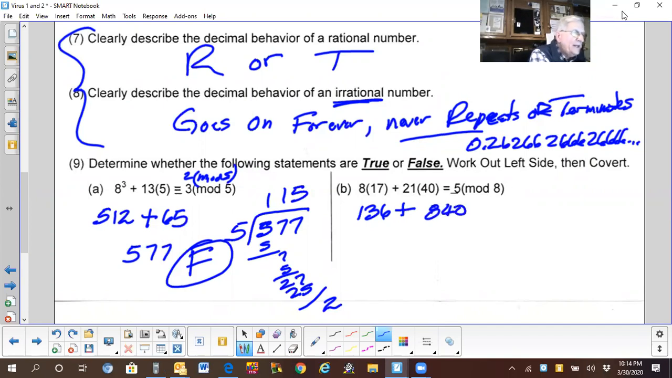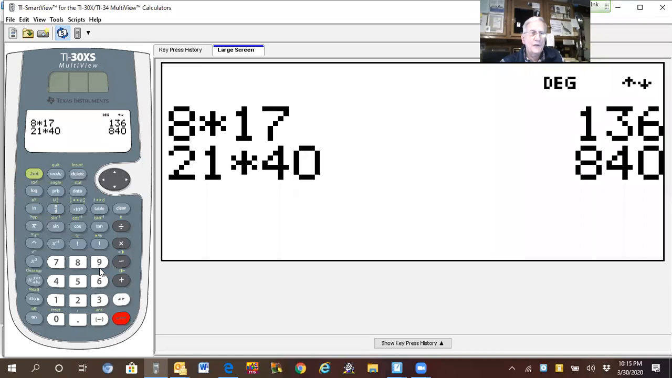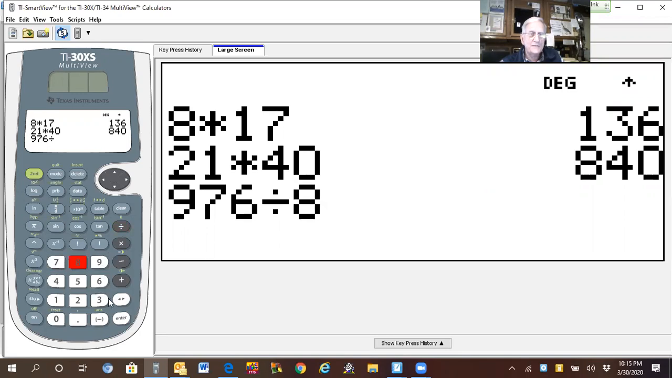So this is 840. Now what I need to do is add these two numbers together and then divide by what mod number? I need to divide by 8, correct? Because I want to change it to a mod 8 number. So when I add these together, I believe I get 976. All right? So I'm going to use the calculator to do this. I'm going to take 976 and divide it by 8, and I obtain 122.